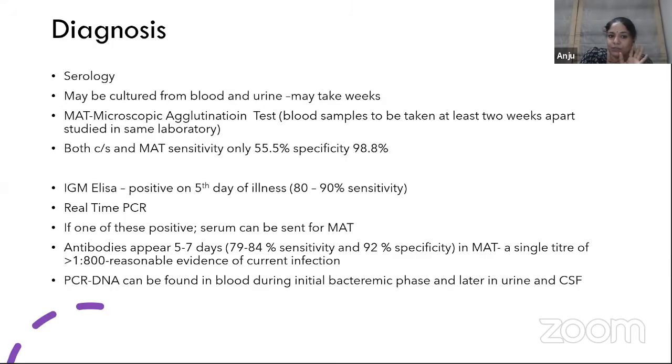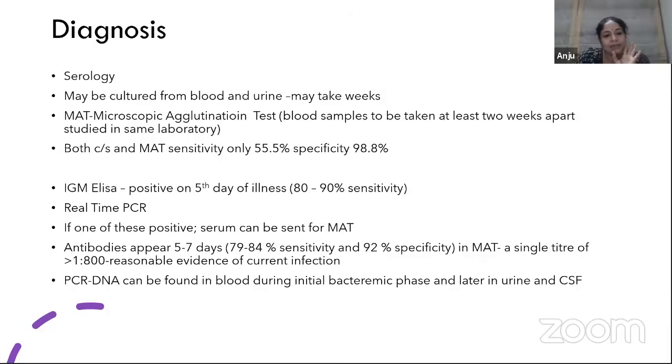Real-time PCR can also be done, and the DNA can be found in blood during the initial bacteremic phase, and later it can be obtained from urine and CSF. The antibodies, and when ELISA and PCR come positive, we can send the blood for MAT, which is a confirmative test, as well as it can be used for epidemiological purposes.